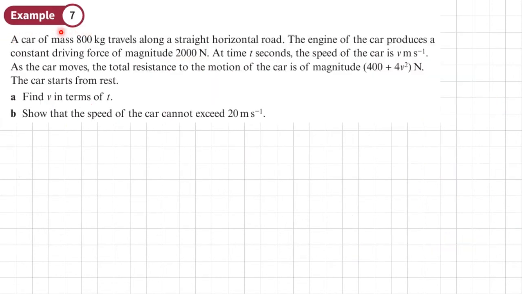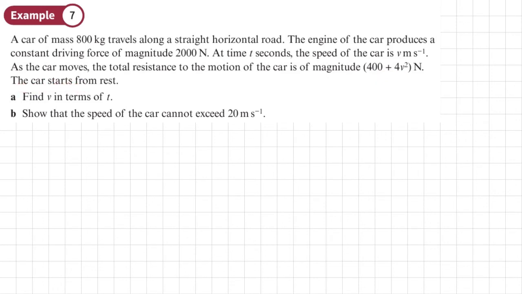Example 7. A car of mass 800 kg travels along a straight horizontal road. The engine of the car produces a constant driving force of magnitude 2000 newtons. At time t seconds, the speed of the car is v meters per second. As the car moves, the total resistance to the motion of the car is of magnitude 400 plus 4v squared newtons. The car starts from rest.